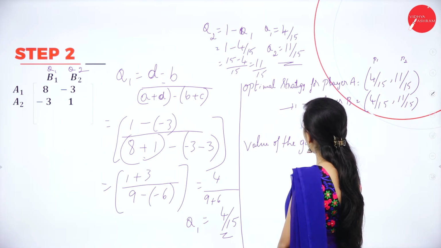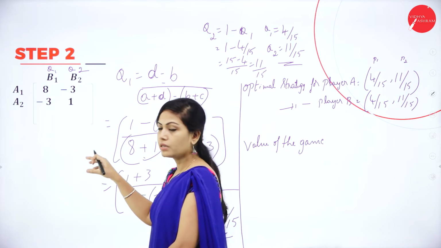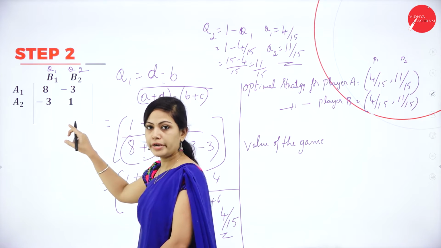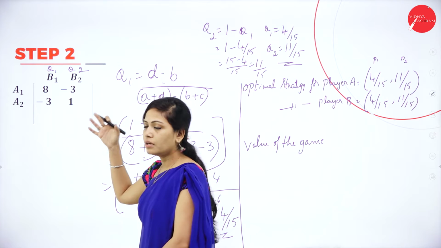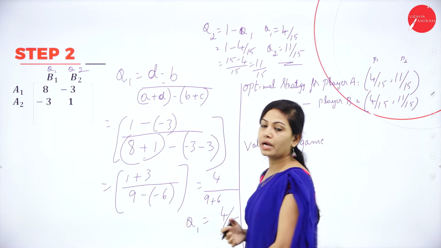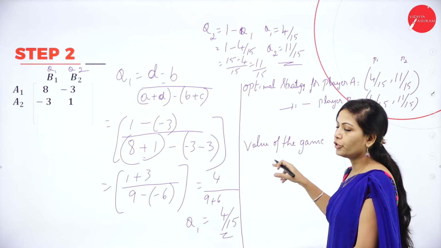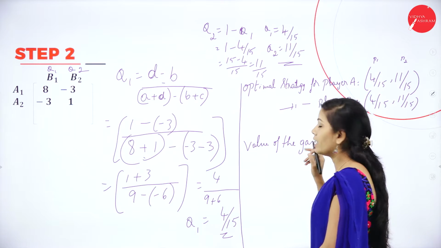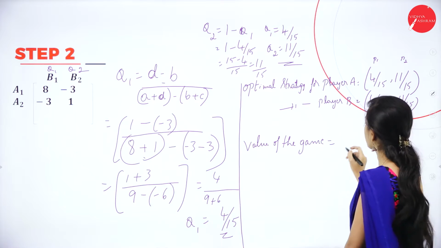So how do we find the value of the game? In pure strategy, we find the common intersected point for both minimax and maximin, right? Here the minimax value is not equal to the maximin value, so there is no common intersected point. So now I will use one formula for finding the value of the game. What is the formula?